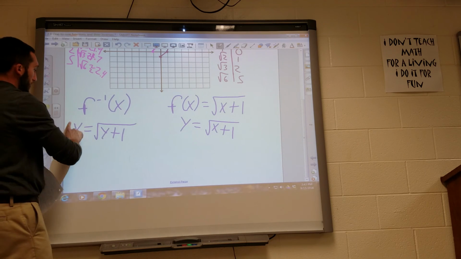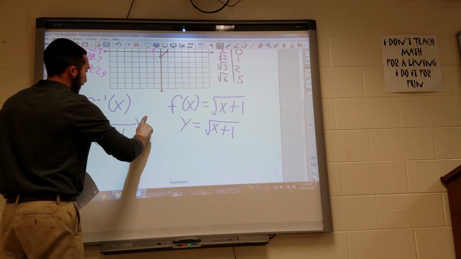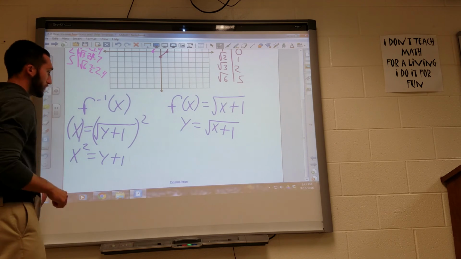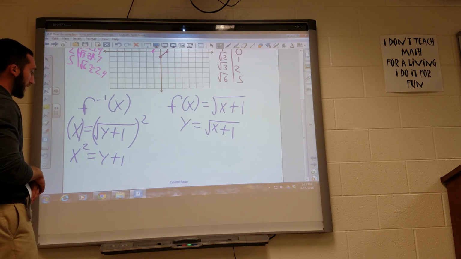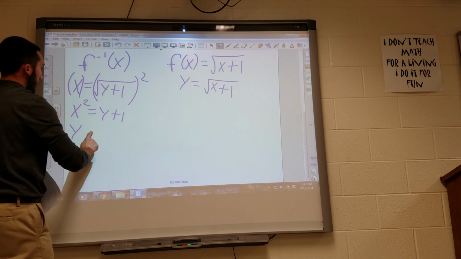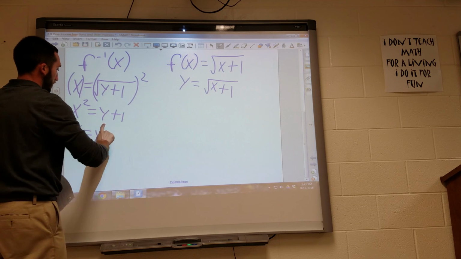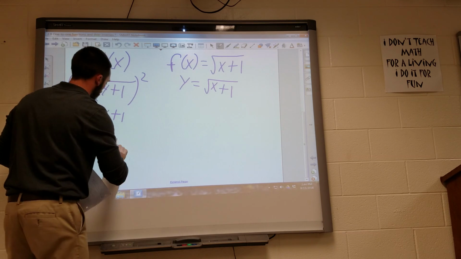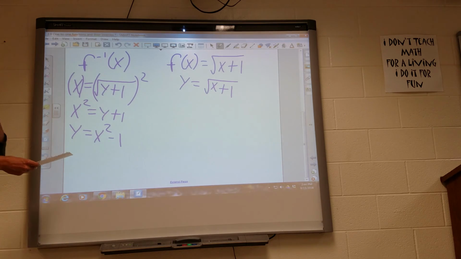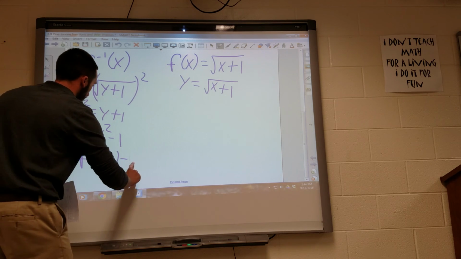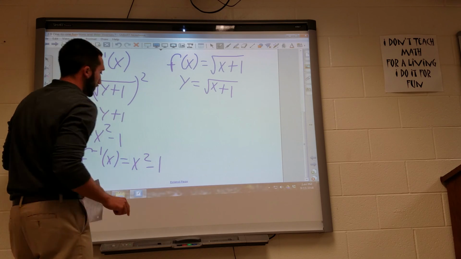So first thing I'm going to do is I'm going to square both sides to get rid of that square root. So that gives me x squared equals y plus 1. Right, square root and the squared cancel. And then just move the 1 over. So y equals x squared minus 1 because we moved it over. All right, so this is also f inverse of x is equal to x squared minus 1.